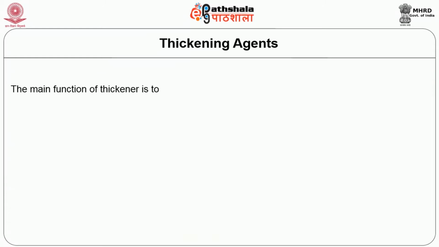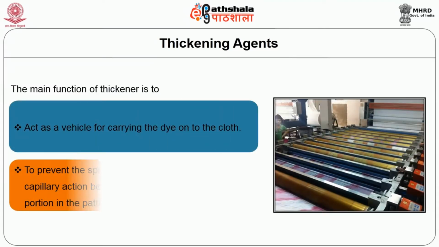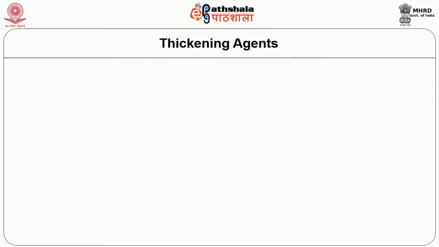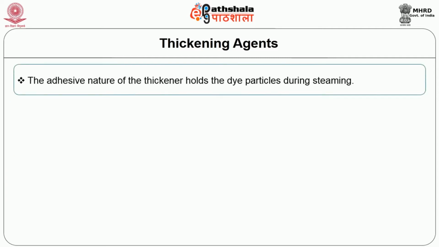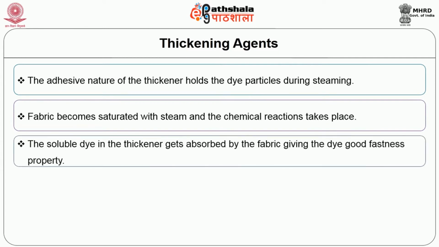The main function of thickener is to act as a vehicle for carrying the dye onto the cloth and to prevent the spreading of the color on the cloth by capillary action beyond the limits of the defined portion in the pattern. The adhesive nature of the thickener holds the dye particles during steaming. Fabric becomes saturated with steam and the chemical reactions take place. The soluble dye in the thickener gets absorbed by the fabric, giving the dye good fastness property.